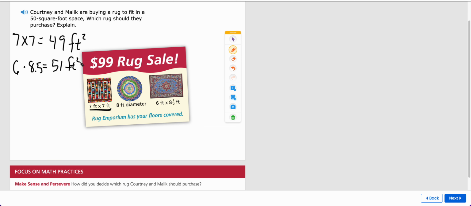So too big, right? We can't do that, so we're going to cross this one out, even though it's pretty, and it might be the one my wife wanted. It's too big. Sorry, honey, it won't fit.